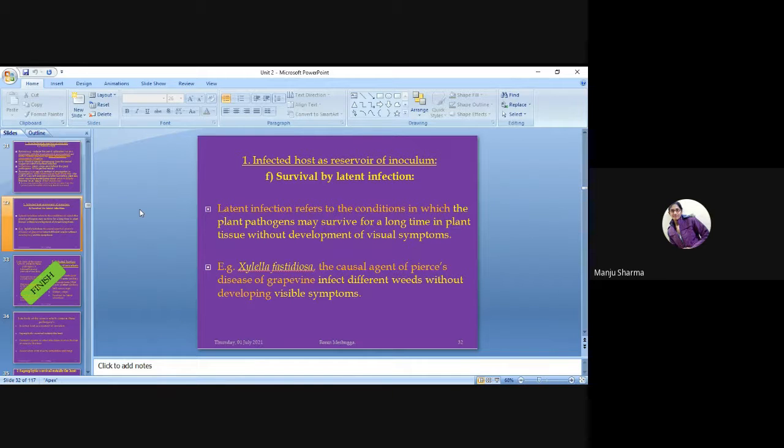Latent infection refers to the conditions in which the plant pathogen may survive for a long time in plant tissue without development of visual symptoms. An example is Xylella fastidiosa, the causal agent of Pierce's disease of grapevine, which infects different weeds without developing visible symptoms.